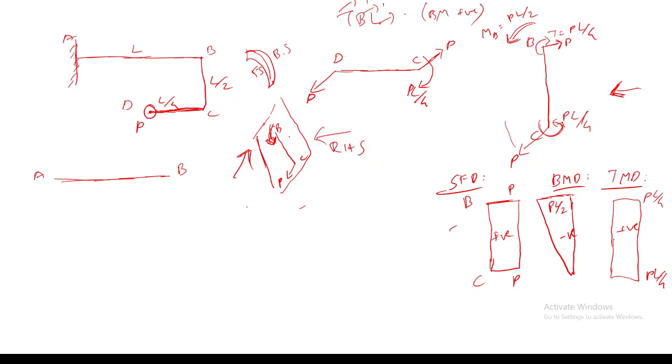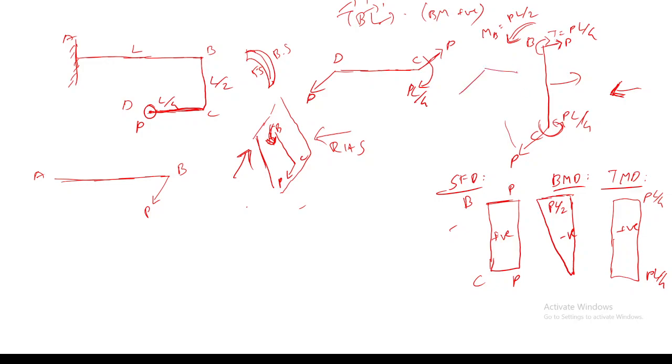Now for member AB, where we have drawn, this is actually BC. So for member AB, all the loading at the point B should be varied. For example, P will be acting in this direction, and twisting couple P into L by 2 will be acting. For example, for B it is like this.